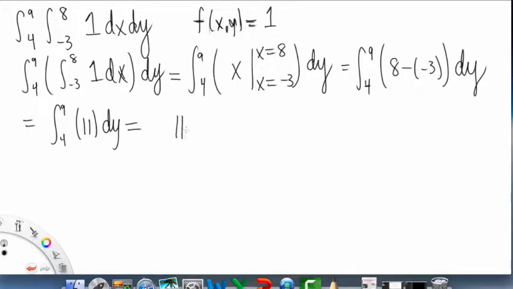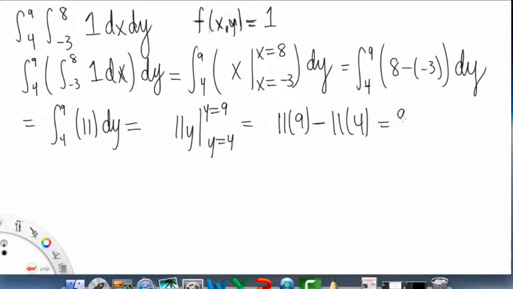So this is 11y, from y equals 4 to y equals 9. So this is 11 times 9 minus 11 times 4, which is 99 minus 44, which is 55. So this is our answer. So that's good, and this is the way you'll do most problems, is you just get the answer.